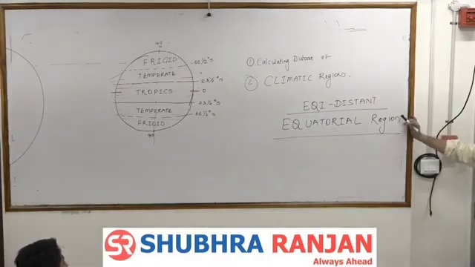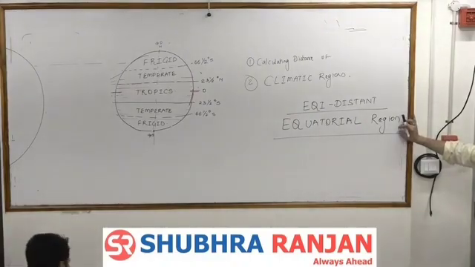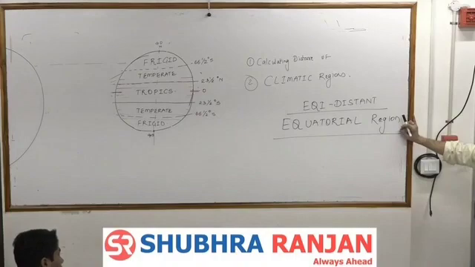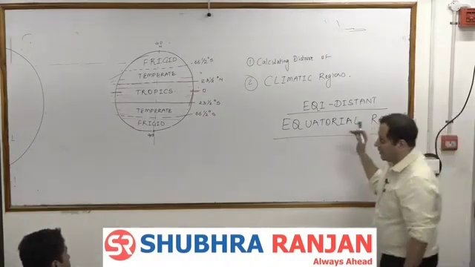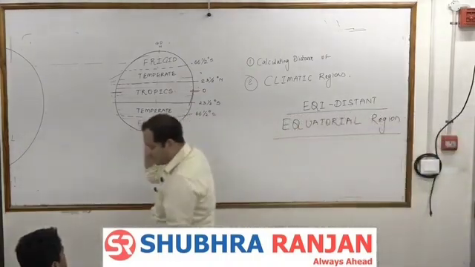Right now you will not understand its importance, but once we do the pressure belts, this is the ITCZ. This is the region of ITCZ. This is the region of tropical evergreen forest. The ITCZ is not constant. This is the region of doldrums over the period of time. This is the region where the two trade winds will converge. So it is all linked in the ahead lectures.